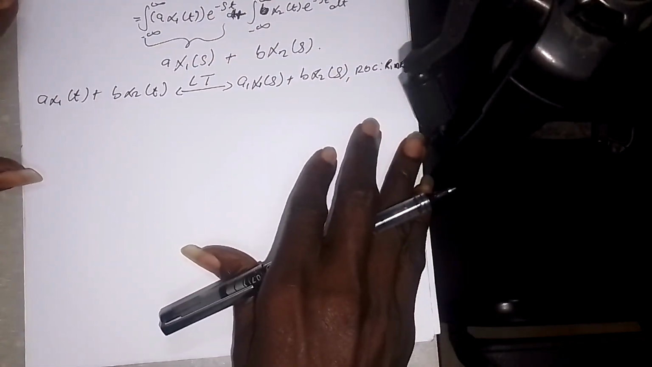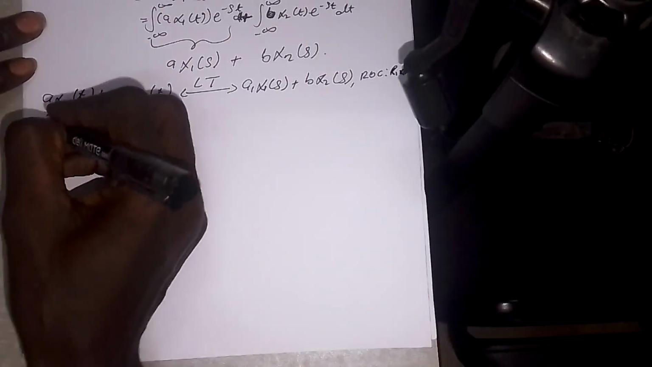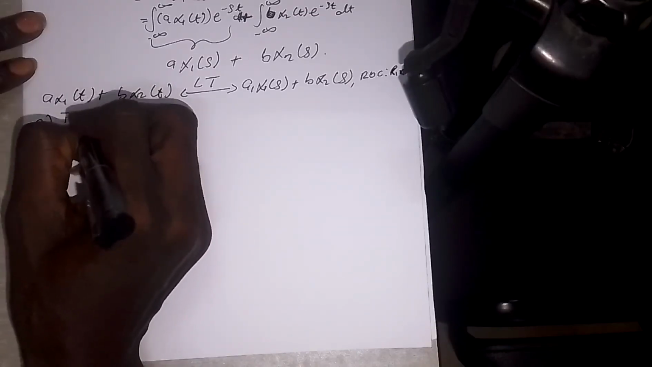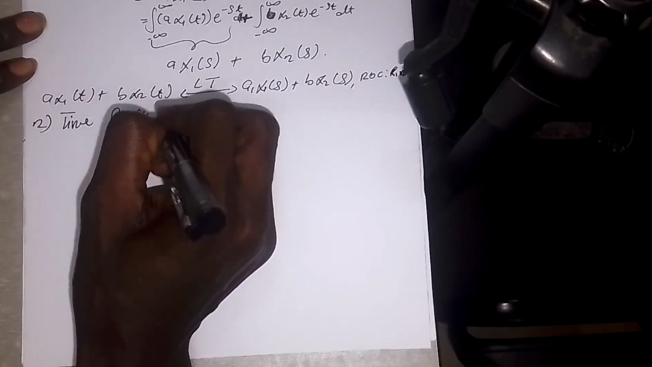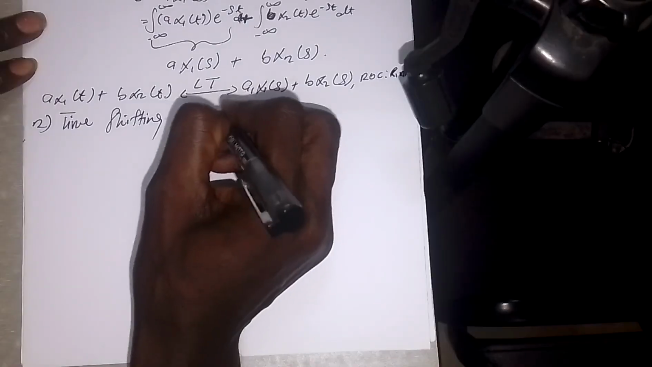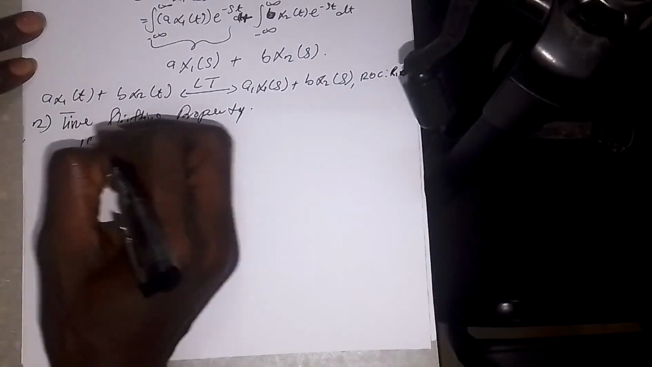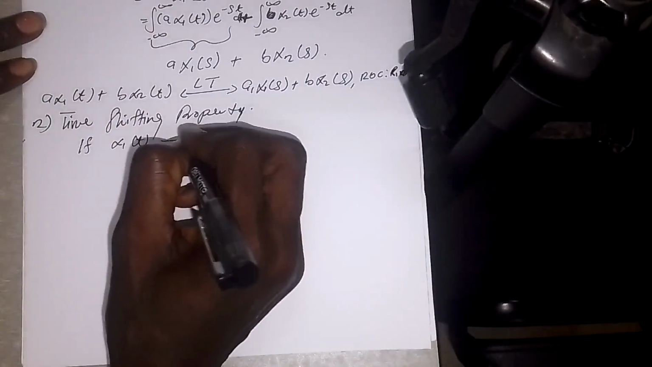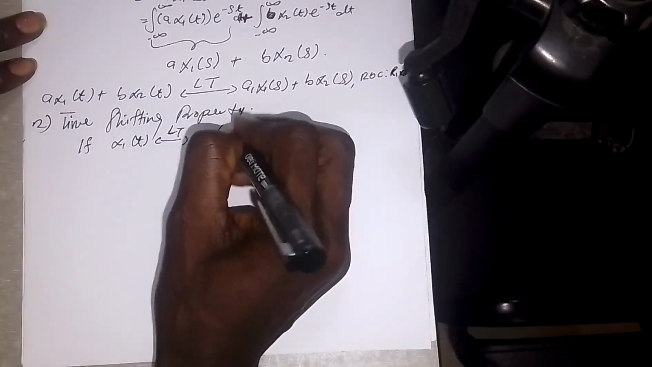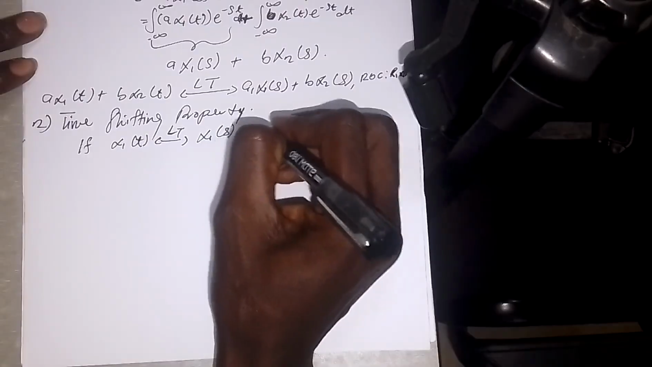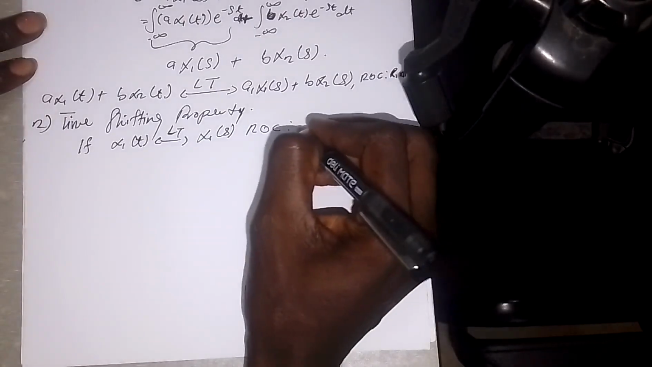The next property, property number 2, is the time shifting property. What is time shifting? First, if x of t has a Laplace transform of X of s, and the ROC in this case is, let's say, R.